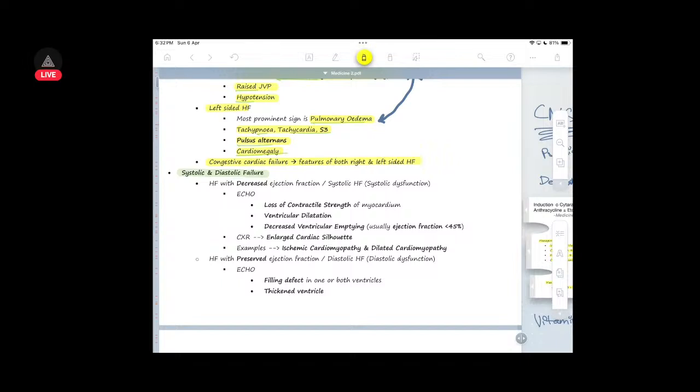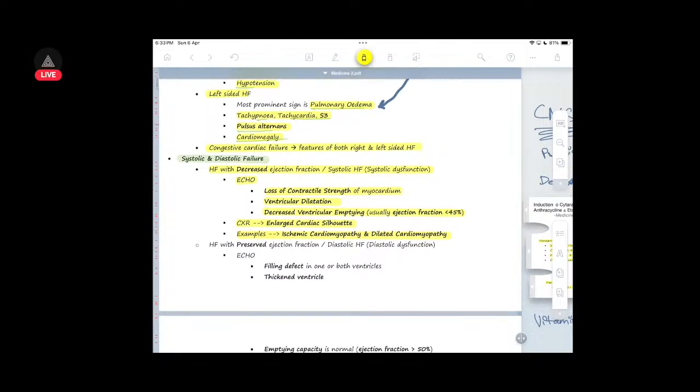Then you have systolic and diastolic failure. Heart failure with decreased ejection fraction, systolic heart failure, systolic dysfunction. You do an echo, which shows loss of contractile strength of myocardium. You have ventricular dilatation, decreased ventricular emptying. Usually ejection fraction is less than 45%. Chest X-ray will show an enlarged cardiac silhouette. Examples are ischemic cardiomyopathy and dilated cardiomyopathy.